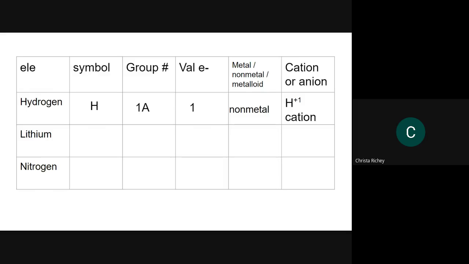Lithium, what's lithium's symbol? Oh, Li. What group number is lithium in? 4. How'd you get 4? You're just naming stuff. Okay, no, it's over here on the left. It's in group 1. So how many valence electrons does it have? 1. Is it a metal, a non-metal, or a metalloid? Metal. It is a metal.